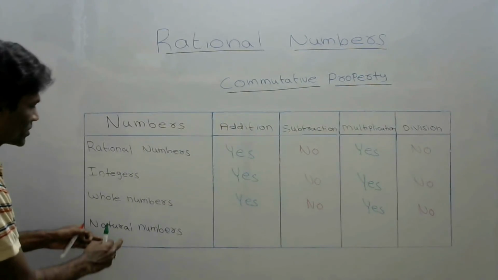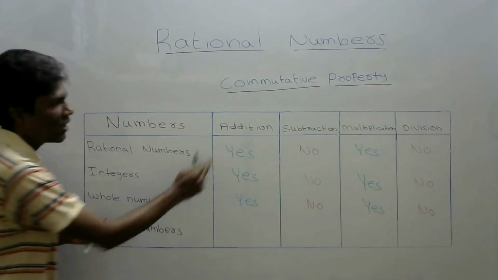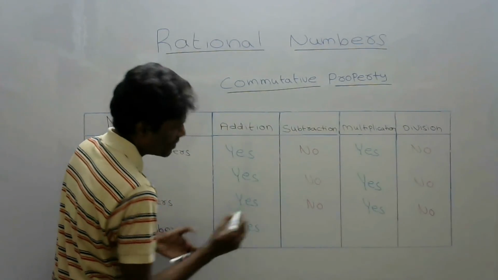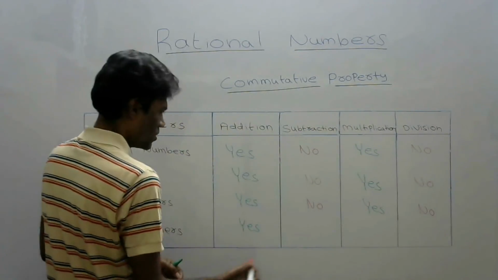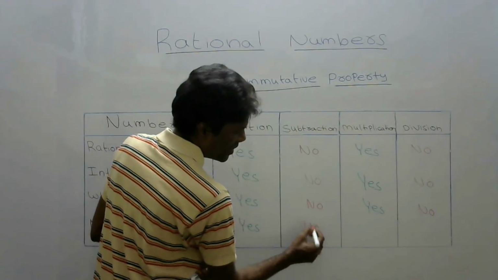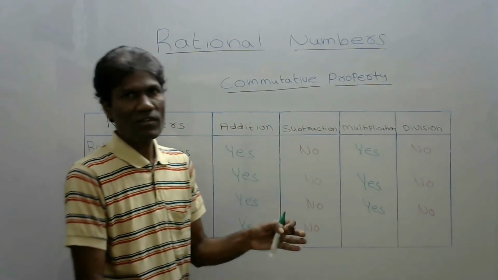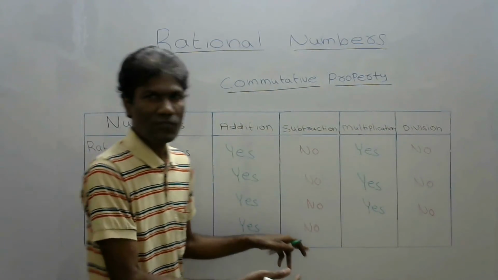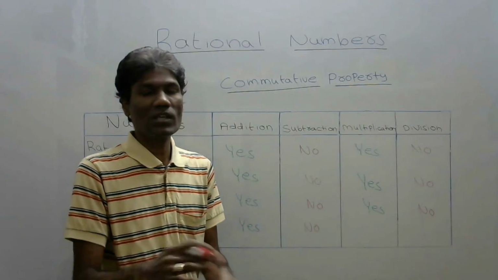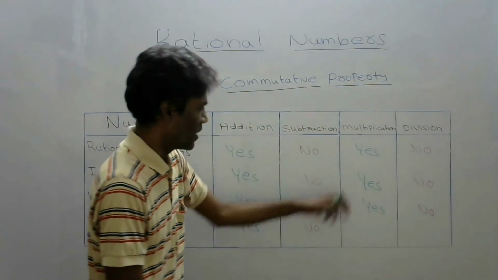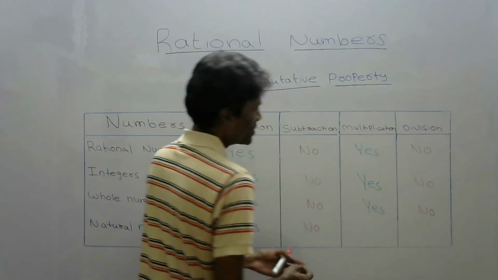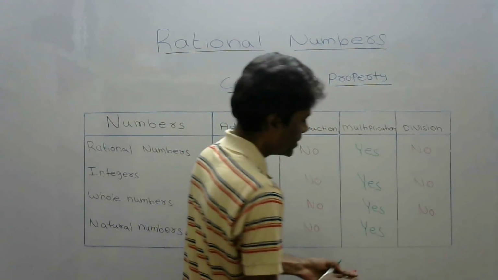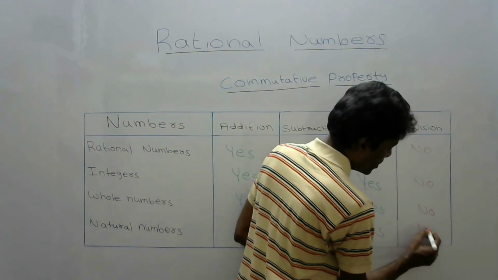Then last, with natural numbers. With respect to addition, yes. With respect to subtraction, no. Same, like when we take two numbers, when we subtract, if we interchange, the values are not same. Like 5 and 8, 5 minus 8 is not equal to 8 minus 5. With respect to multiplication, yes, it is commutative. With respect to division, it is not commutative.